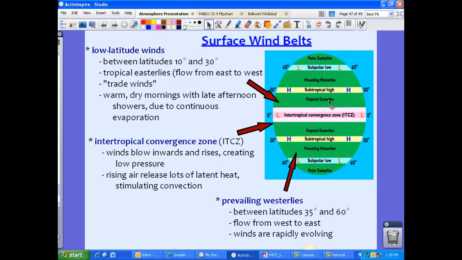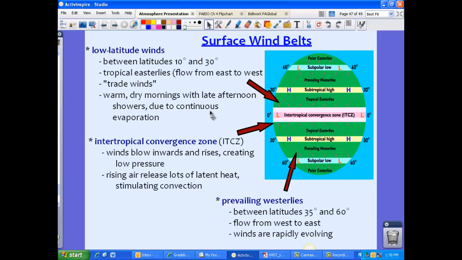These are also called trade winds. On a lot of ships, this is kind of like your shipping lanes. This is a very nice area of ocean in which lots of ships like to travel because it's nice and easy to travel in these.